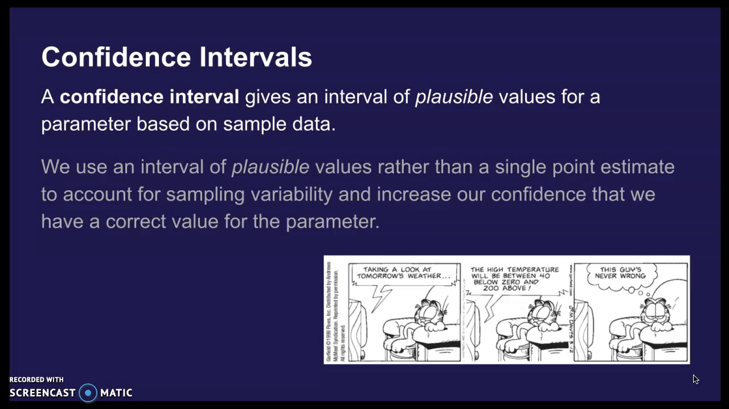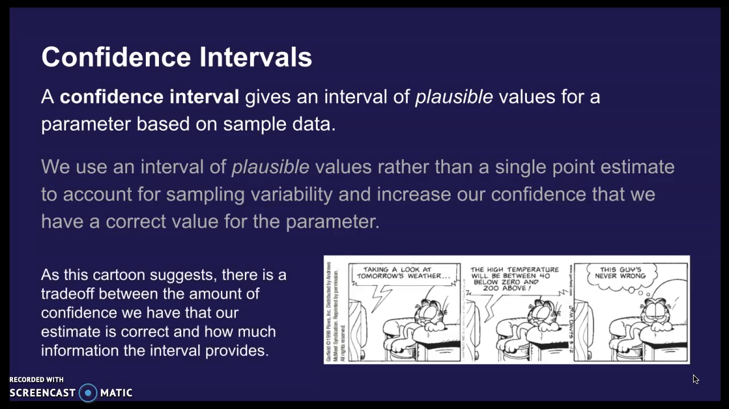So take a look at this cartoon. As this cartoon suggests, there is a trade-off between the amount of confidence we have that our estimate is correct and how much information that interval provides. So in the cartoon, sure, the high temperature is going to be somewhere between 40 below zero and 200 above. We can be very confident of that, but that doesn't give us very much information.